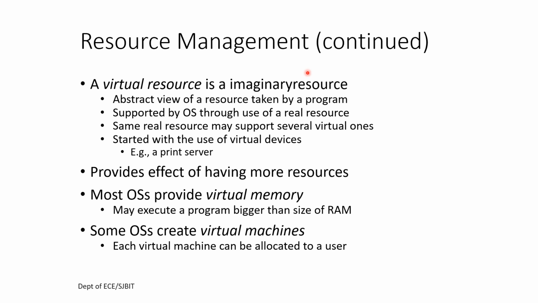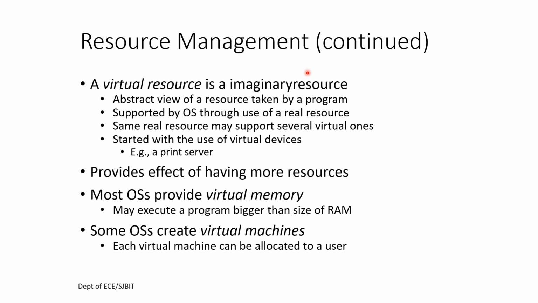So it is called the virtual resource, the imaginary resource which will be provided by the operating system. So this will use the real resource. So that same real resource may be supported by several virtual resources. Okay, and it provides the effect of having more resources. So that we can have the effect of more resources, we can allocate to many programs, so that the resource overhead will be reduced.